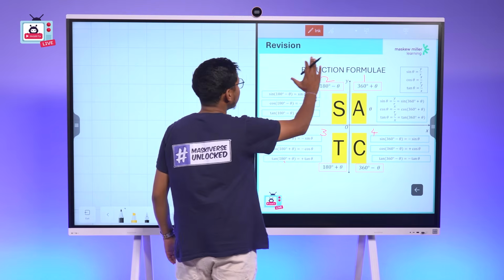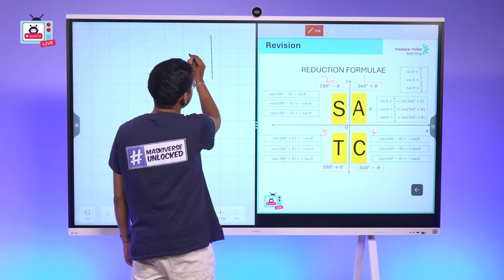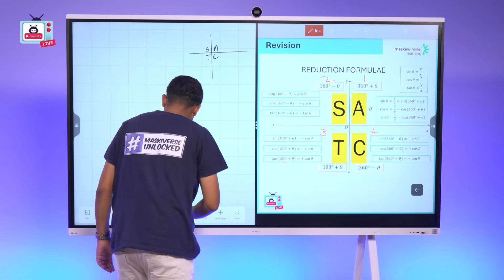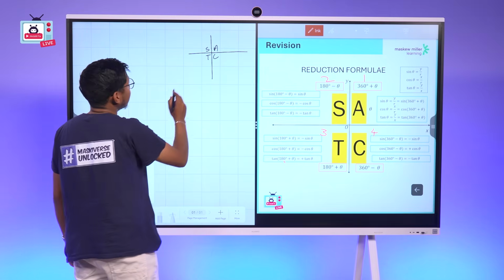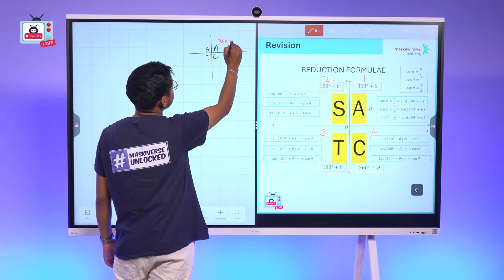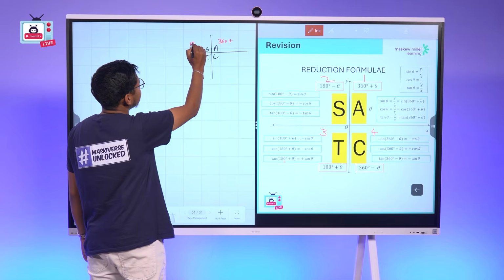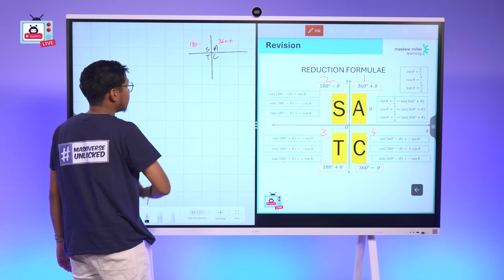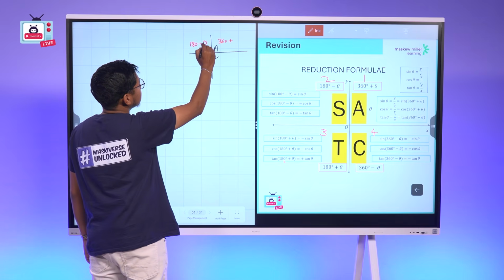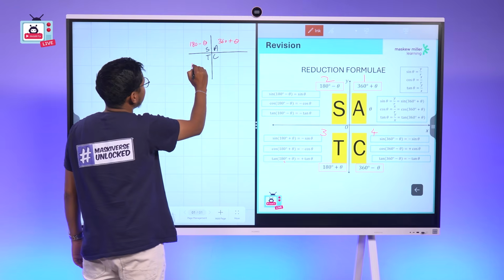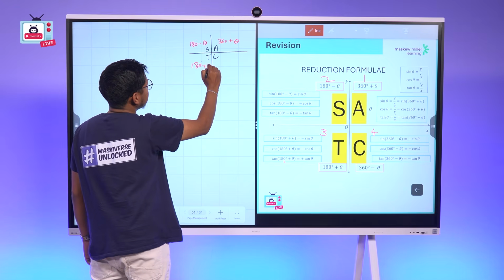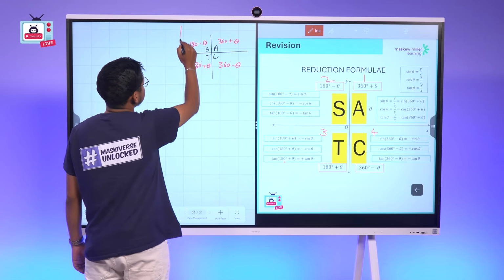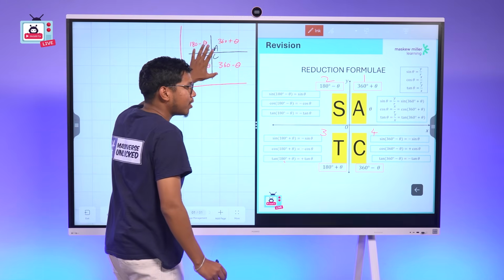So if I can just put all of this into a summary, it will look something like this, okay? Here I have ASTC, and at the same time, I know that here I have 360 degrees plus the angle. Here I have 180 degrees minus the angle. In this case, we're using theta. Here I have 180 degrees plus the angle theta. And here I have 360 degrees minus the angle, which is theta. Okay? This is all you need to know about the CAST diagram.